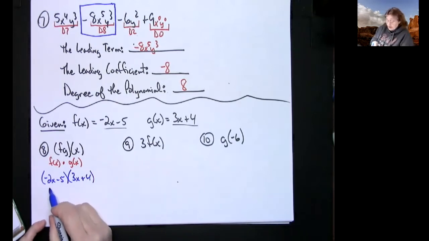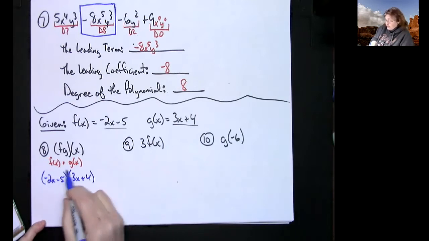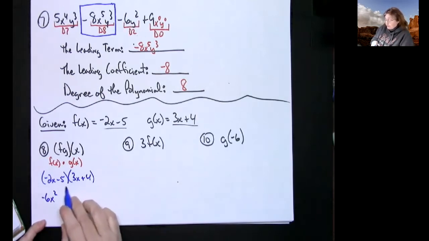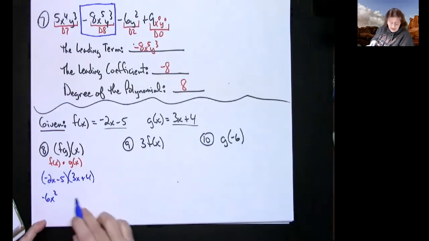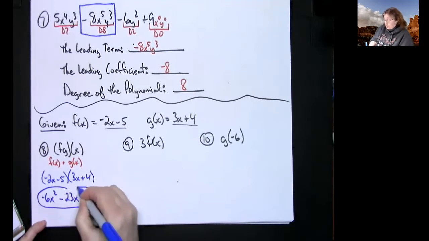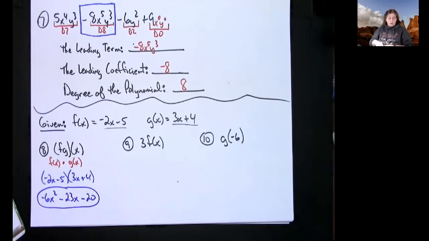See if we can do the whole thing in our head without showing the middle steps. That would be a negative 6x squared. This would be a negative 15x. This would be a negative 8x. So negative 23x. And then a negative 5 and that positive 4 is going to give you the negative 20 on the end. It doesn't say anything about factoring, it just says multiply. You're just given this, evaluate these.